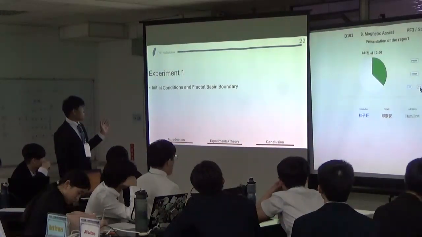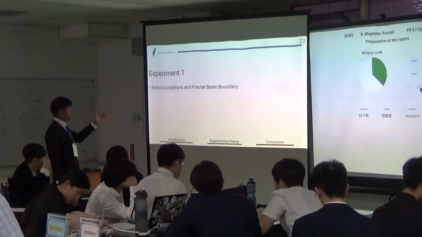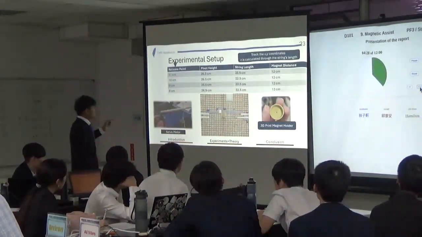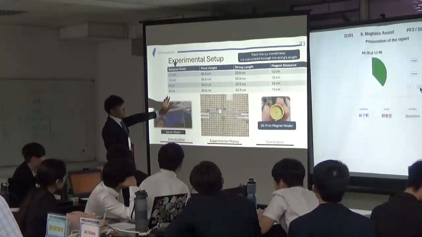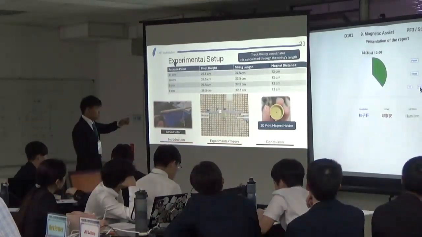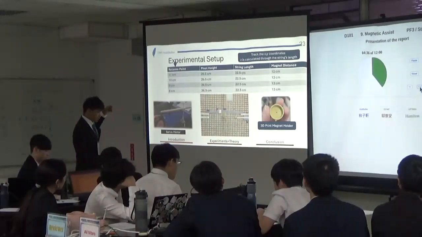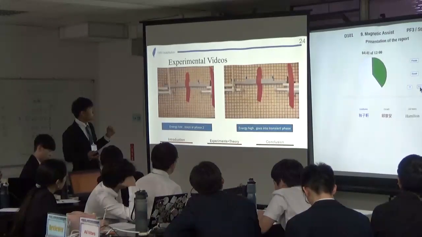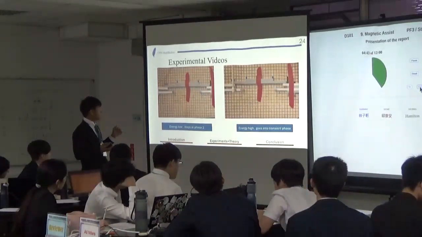Okay, so experiment one, we talk about the initial conditions and the pressure-based formula. We change the release point right here, and we fix the other parameters. So we just pull the pendulum right here, release it, and let it go. So we'll see what's happening. So this is the video.